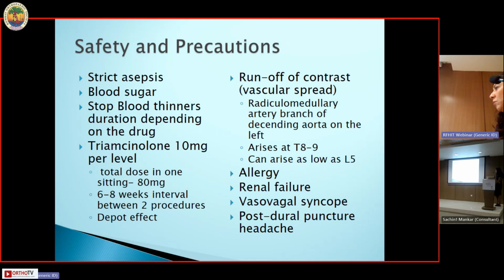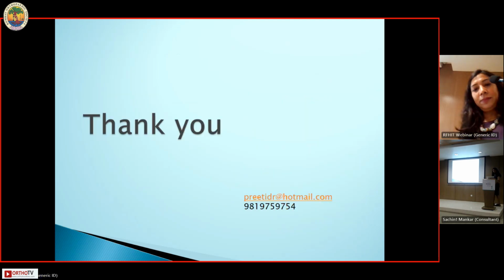Basic monitoring you need, because the patients might be very anxious and in pain. They could land up with a vasovagal reaction. And there is a small chance of post-dural puncture headache after this transforaminal. Thank you.